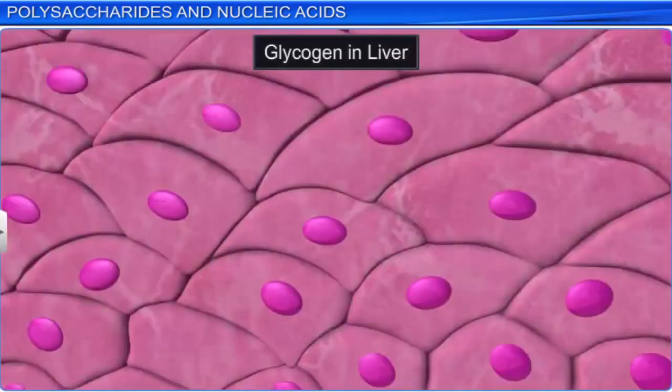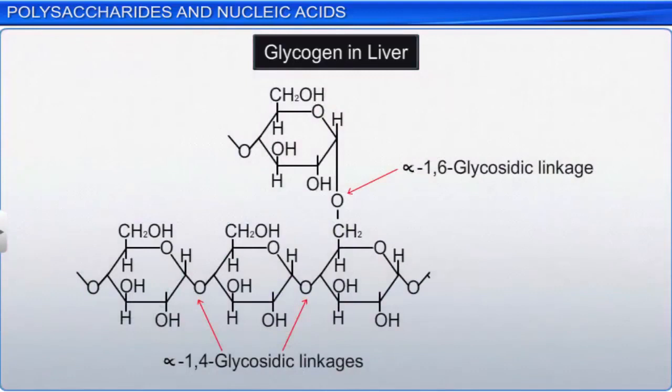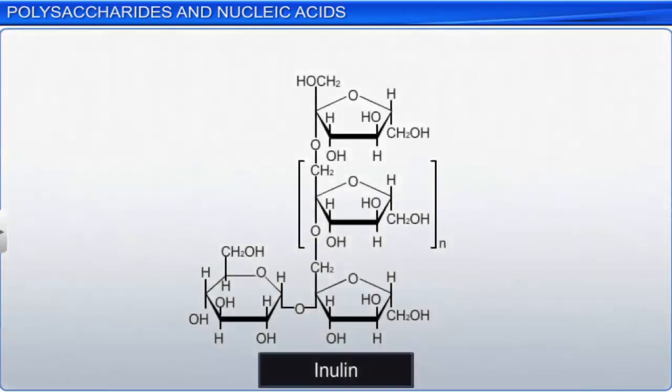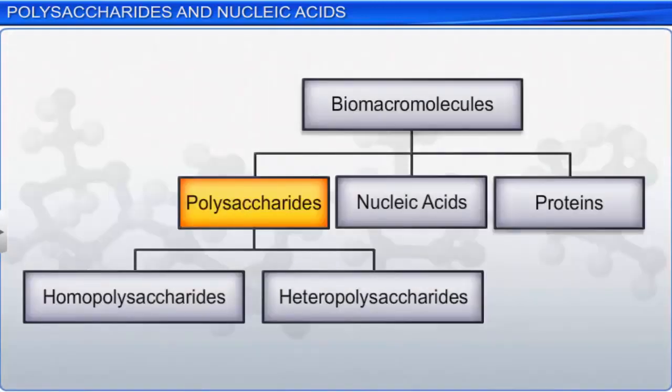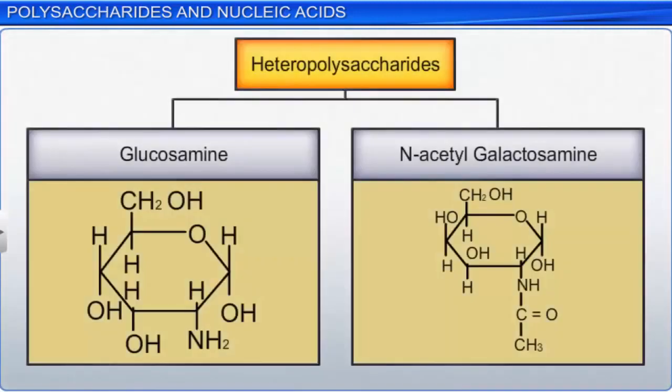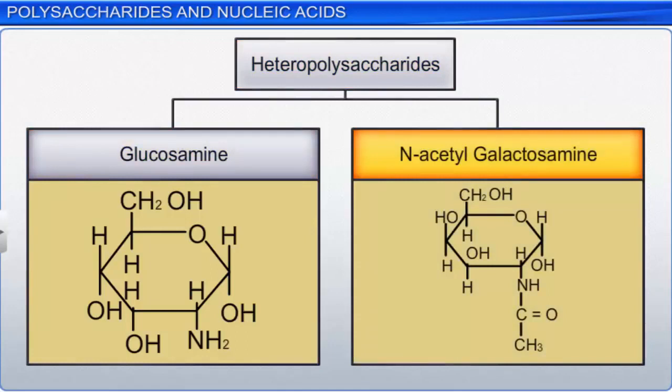In animals, glycogen acts as a homopolymer formed of glucose as a monosaccharide unit, a variant of starch. Inulin is a polymer of fructose. Polysaccharides, which are formed of more than one type of monosaccharide unit, are called heteropolysaccharides or simply heteropolymers. They are complex in nature, with amino sugars and chemically modified sugars as building blocks. Glucosamine and N-acetyl galactosamine are examples of heteropolymers.